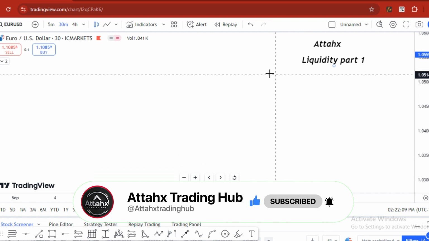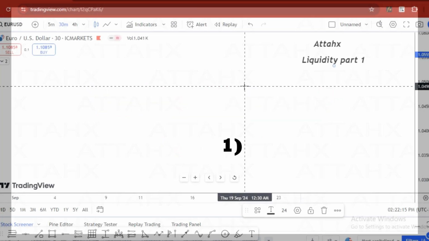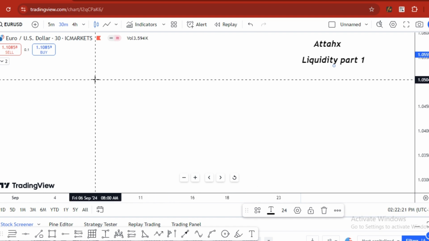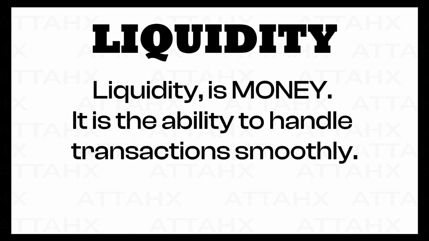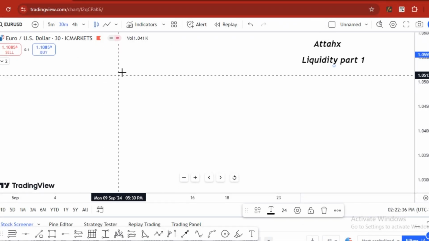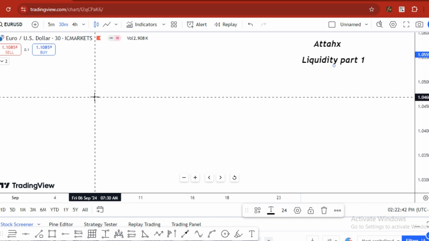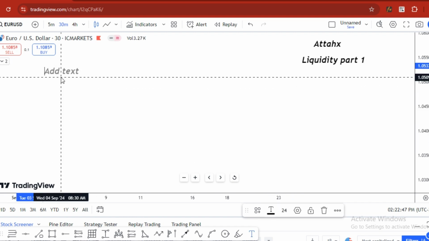So on today's video we are going to be talking about liquidity, right? So now we have types of liquidity, and when it comes to the forex market, liquidity is money, right? And it is the ability to handle transactions smoothly. Candlesticks are what indicate or help us understand the market movement when the transactions go on, right? So now, talking about the technical aspects of liquidity, we simply have the basic liquidity and then the advanced liquidity.